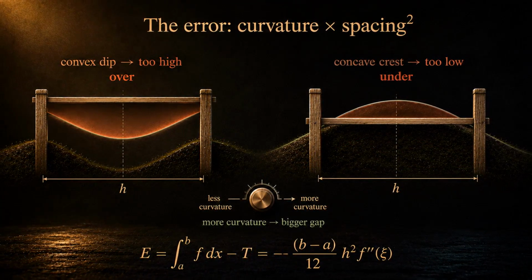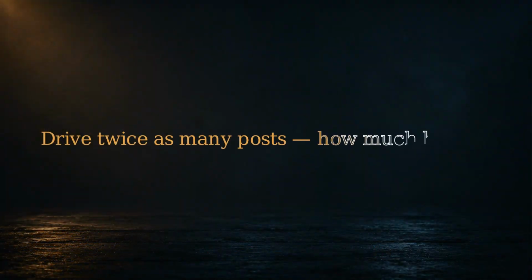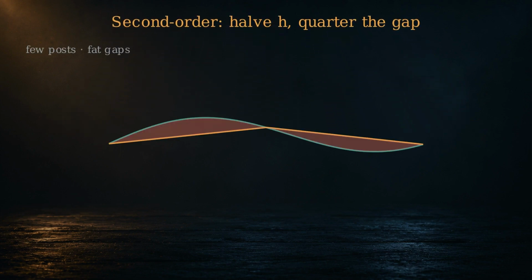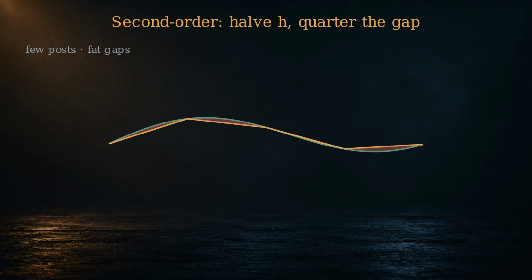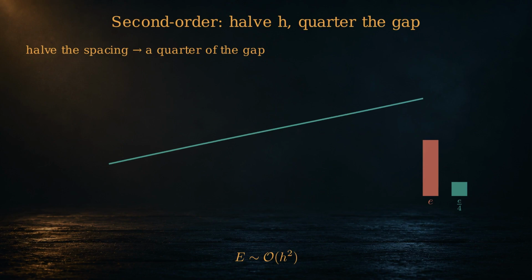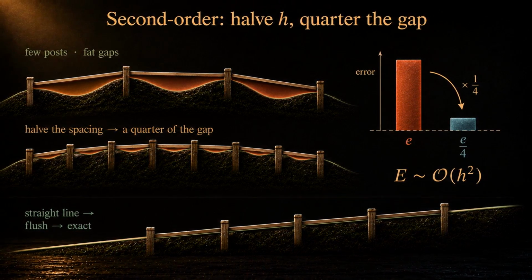Here's the payoff. Halve the spacing between them. And the error doesn't just halve, it drops to a quarter. Halve it again. A 16th. That's second-order accuracy. The error shrinks with the step width squared. And on any stretch that's already straight, the plank lies flush. 0 gap, exactly right. A straight line is the one shape the trapezoid rule gets perfect.